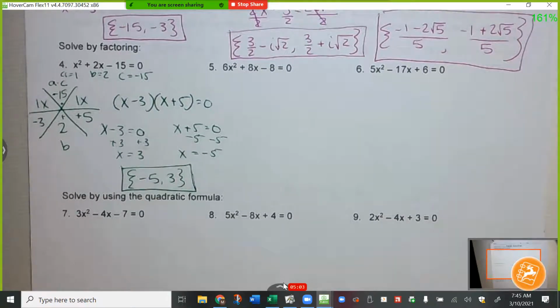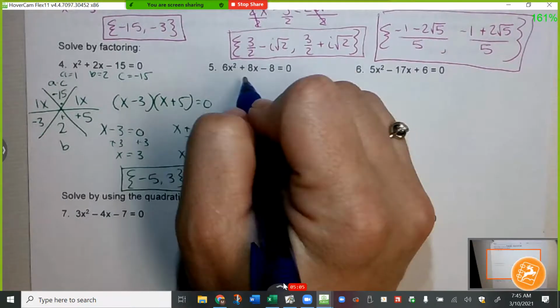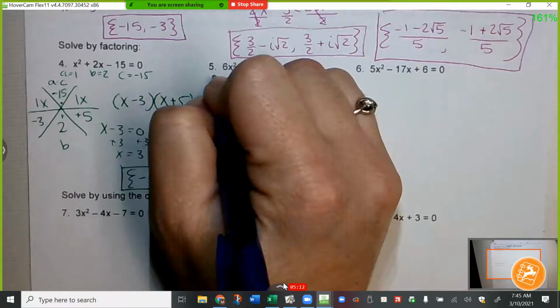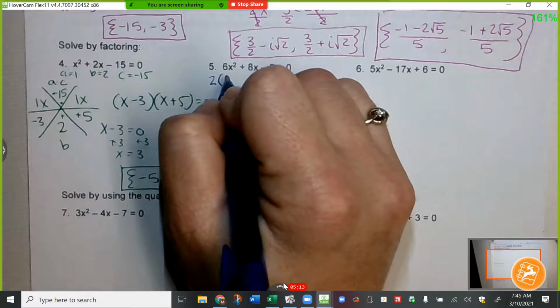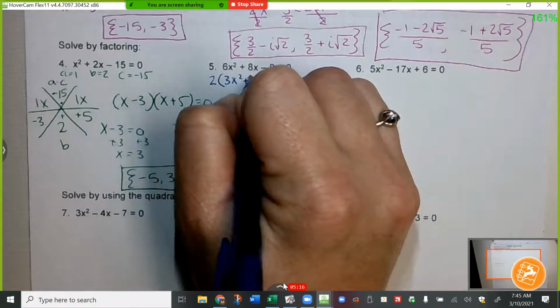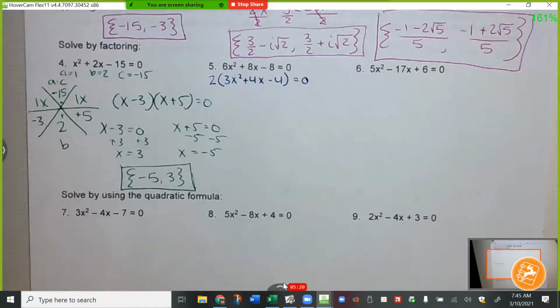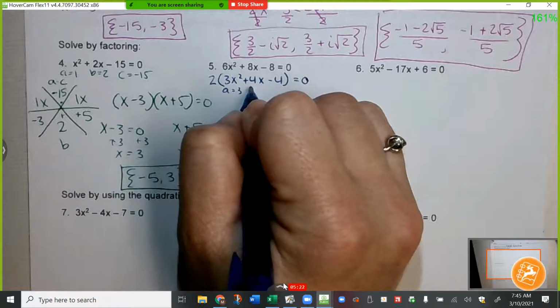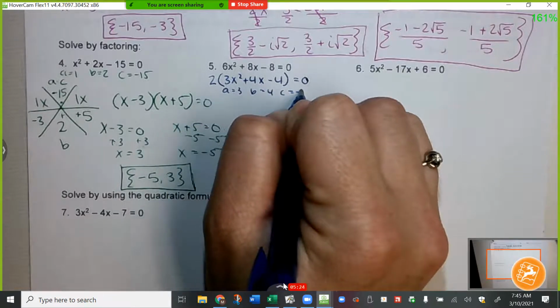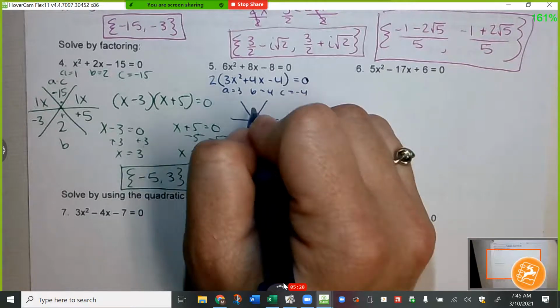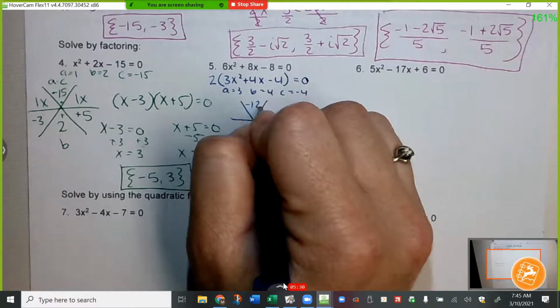I'm going to change colors. Okay, so here again, 6, 8, and negative 8. We do have a GCF. They are in order, but I know 2 can go into all of these. So when I take that 2 out, I end up with 3x squared plus 4x minus 4. So A is 3, B is 4, C is negative 4. So A times C is negative 12, B is 4.